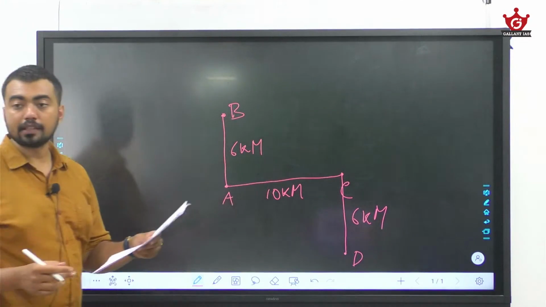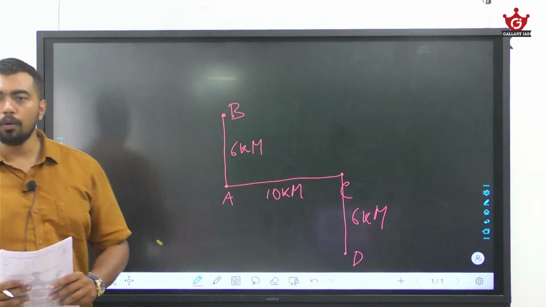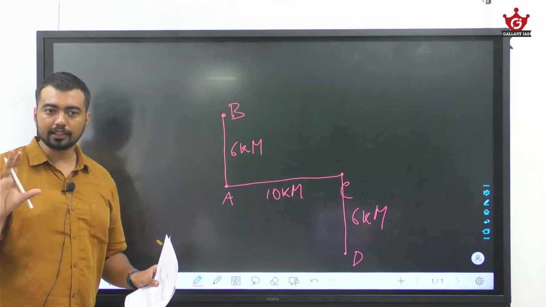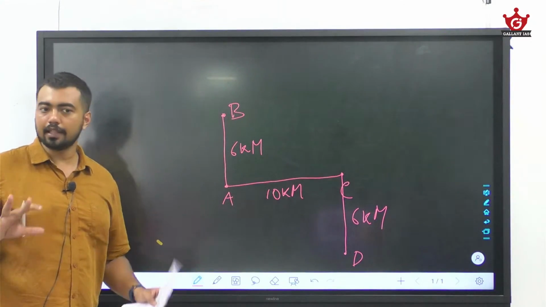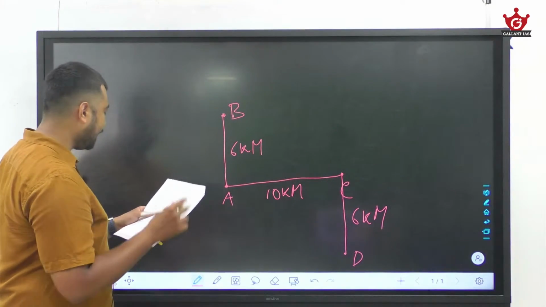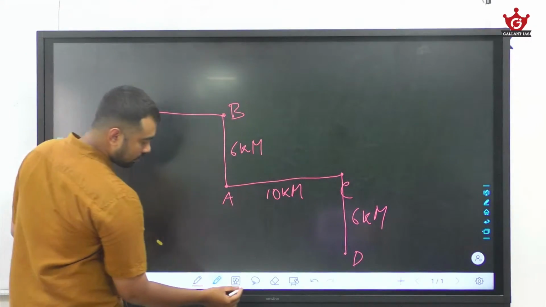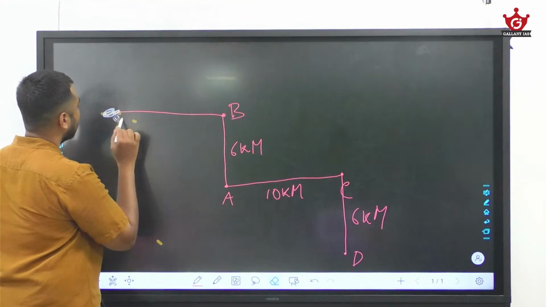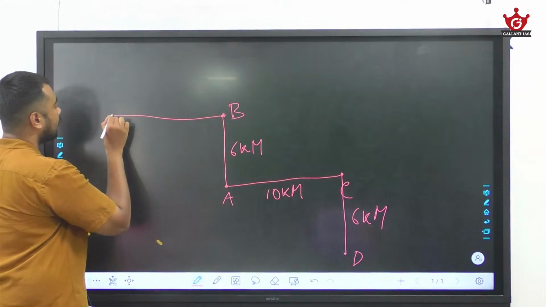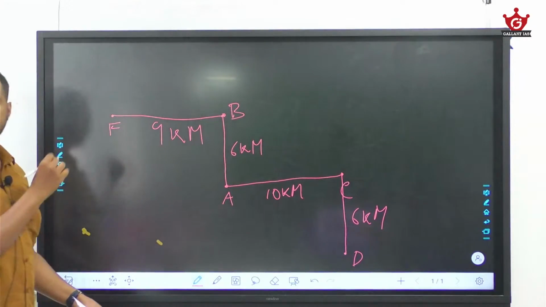F is 9 kilometer west of B. This is west. So you know what east, west, all of that direction, no? All you have to know from this chapter is directions and where the sun rises and where the sun sets, and you will be easily able to get your marks. F is 9 kilometer west of B. So this is 9 kilometer west.